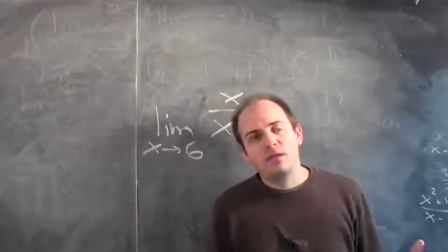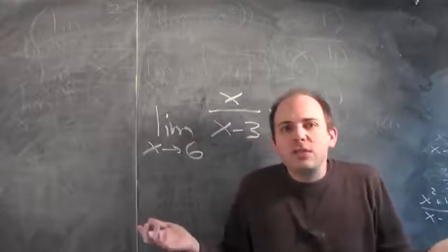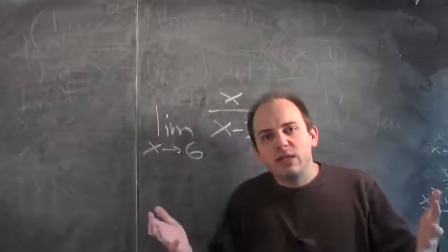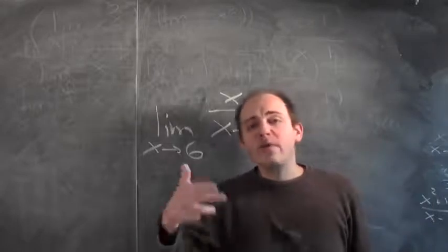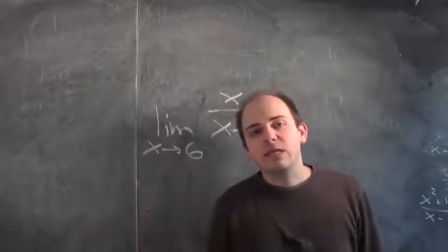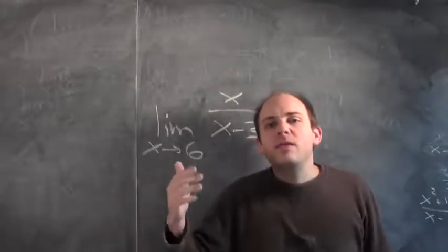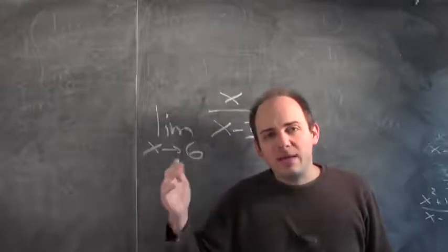At this point, you're asking yourself, why is the rule for limits of quotients different than limits of products? A limit of a product is the product of the limits, as long as the limits exist. Why do I have to worry about the limit of the denominator being non-zero when I'm taking a limit of a quotient?